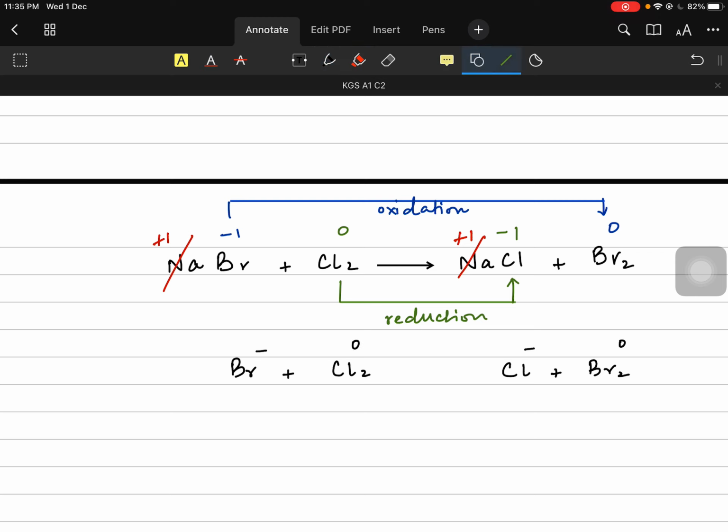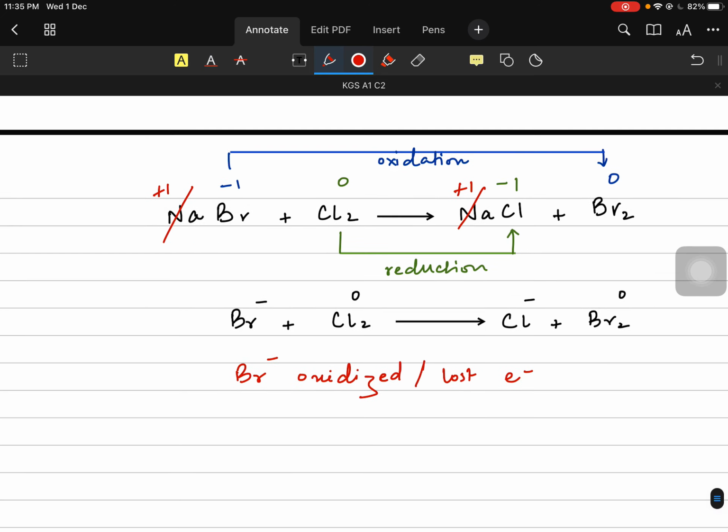So previously bromide was negative and chlorine was 0, and at the end of the reaction chloride becomes negative, bromine becomes 0. So here bromide is oxidized, it lost the electron, and chlorine is reduced because it becomes more negative, it gains electrons.